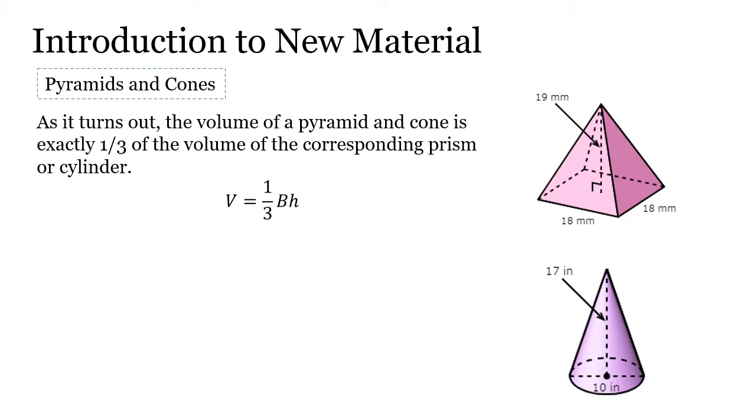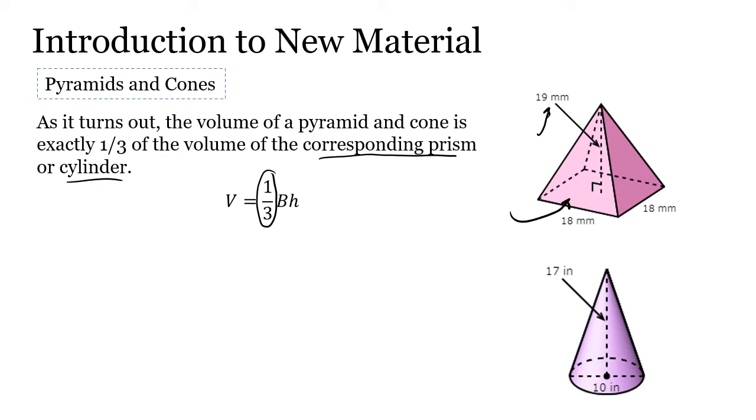Now for pyramids and cones, the volume, as it turns out, is exactly 1/3 of the volume of the corresponding prism or cylinder. So for a cone, it's 1/3 of the corresponding cylinder. For a pyramid, it's 1/3 of the corresponding prism. So let's solve each of the examples. We're going to find the area of the base, multiply by the height, and then multiply by 1/3.